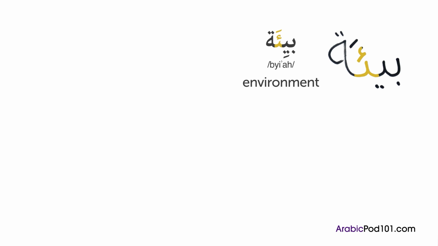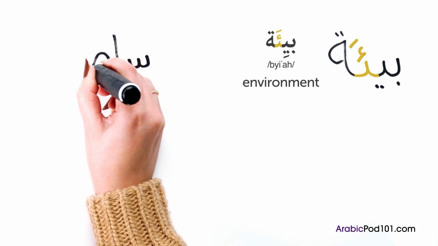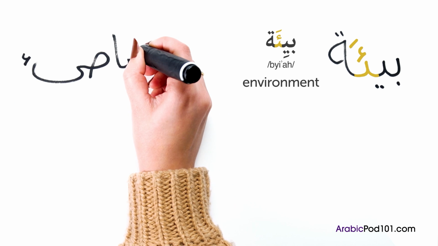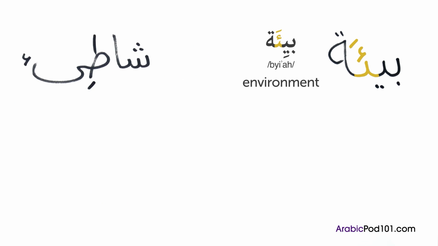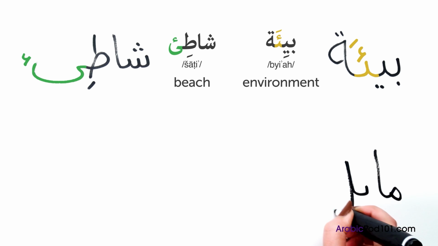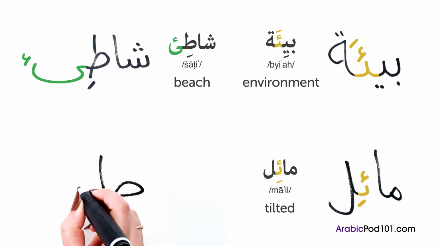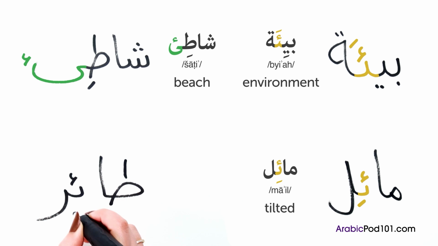بيئة, environment. شاطئ, beach. Next, let's see examples where the hamza itself has a kasra voweling. مائل, tilted. طائر, bird.